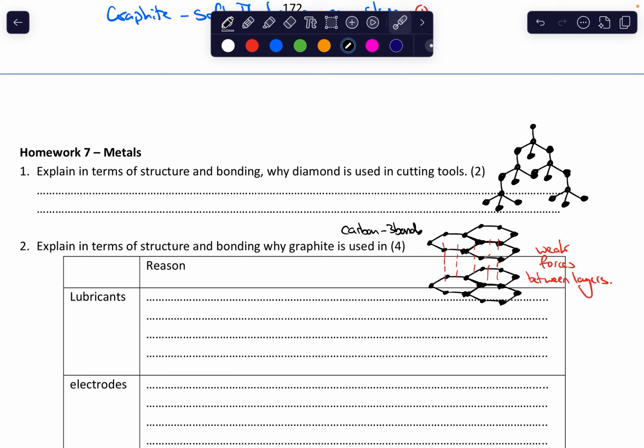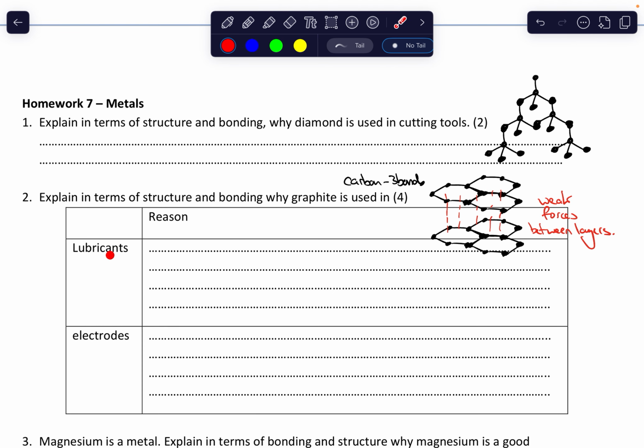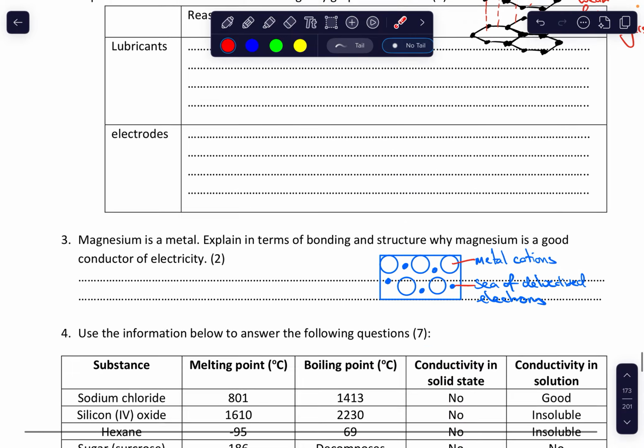And the other thing to be aware of is these layers are held together by weak forces. So think what that means these layers can do. And that's going to help you answer the question about lubricants and about electrodes. Remember, electrodes are needed to conduct electricity, and lubricants are needed to reduce friction because they will slide. So think how that applies to this structure.